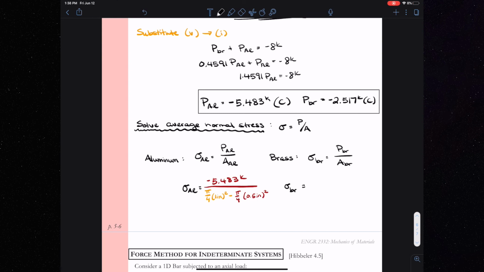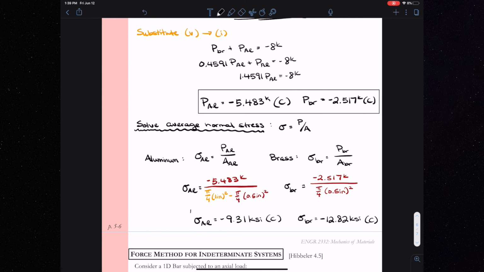And so we did this calculation above, and then I'm just repeating it here for the area. Likewise for sigma brass, I know that the axial force in my brass was negative 2.517 kips. And I divide that by the area of the brass core. And so if I sharpen my pencil and type my numbers in my calculator, I end up getting that sigma aluminum is equal to negative 9.31 KSI, where the negative sign again indicates compression. And sigma brass is negative 12.82 KSI, also in compression.